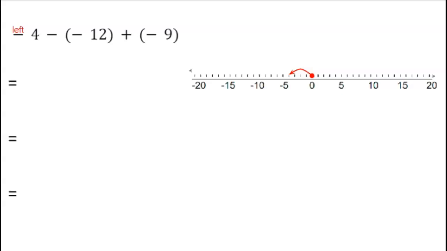Next we're going to take away or subtract negative 12. Well, subtracting is usually moving to the left, but we are subtracting a negative. So that means it's the opposite of left, which means we'll move to the right 12 spaces. And then we're going to add negative 9. If we add, that means move to the right, but the negative sign in front of 9 means to the left. So we're going to move left, or we're going to change left 9 spaces. So we'll move back and land on negative 1.